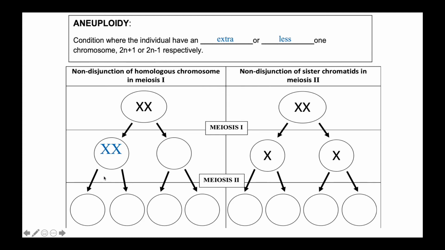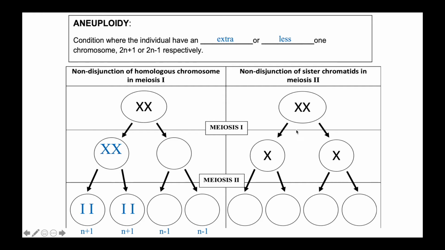Continuation of meiosis II results in the production of two daughter cells, both with an extra copy of that chromosome, and two daughter cells with no copy of that chromosome at all. If chromosomal non-disjunction takes place during meiosis I, all of the gametes produced will be abnormal.